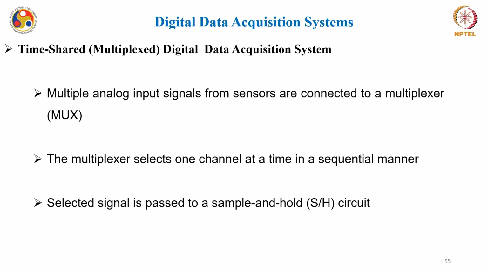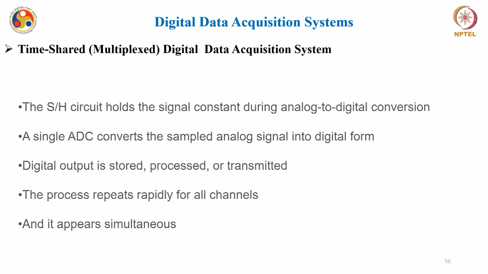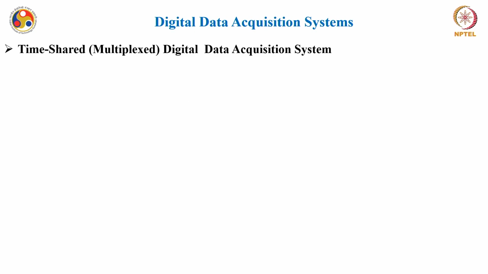We have the time-shared or multiplexed digital data acquisition system, where multiple analog input signals from sensors are connected to a multiplexer. The multiplexer selects one channel at a time in a sequential manner, and the selected signal is passed to a sample and hold circuit. The sample and hold circuit holds the signal constant during the analog to digital conversion. A single ADC is more than enough to convert this. The digital output is stored, processed or transmitted. The process repeats rapidly for all the channels, and it appears simultaneous. So it's very similar to what we have seen in the multi-channel digital data acquisition system.